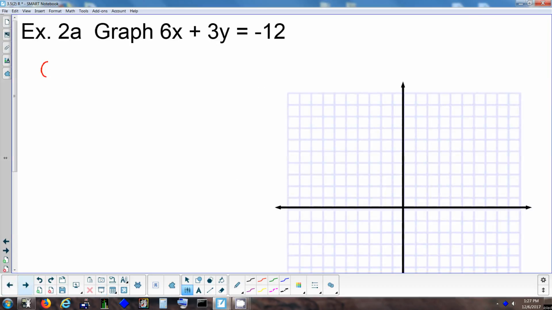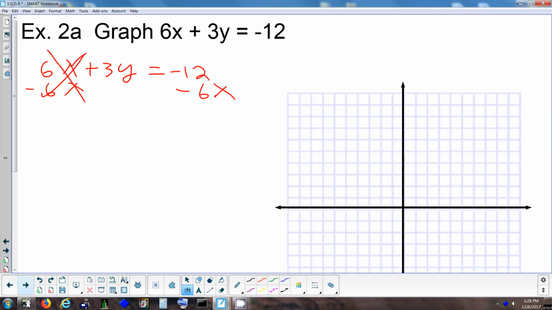So, what do I have to move to the other side? The 6x. We're going to move the 6x, and we're also going to move the 3. Which one are we going to move first? The 6x. How do we move it? Gonna move it by negative 6x. Yep. Subtract 6x.